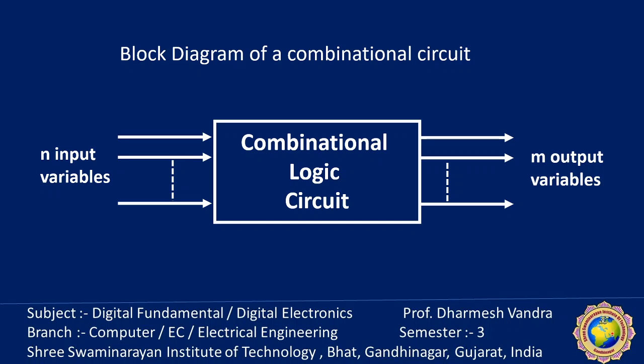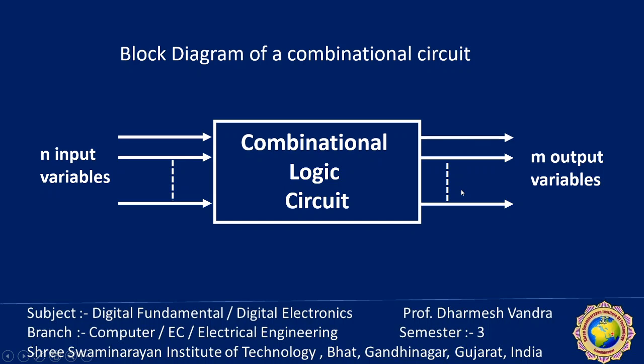For n input variables, there are 2 raised to n possible combinations of the binary input variables, and for each possible input combination there exists one and only one possible output. It is not that for one input a number of output combinations are possible. Every combination has a unique output in a combinational circuit.